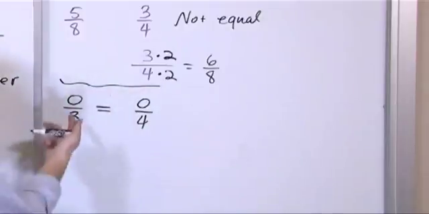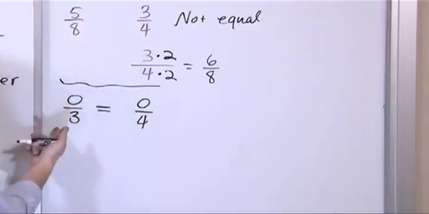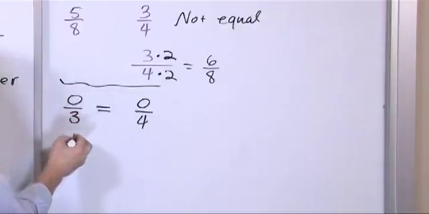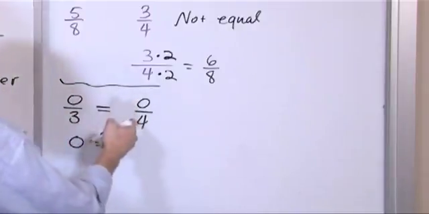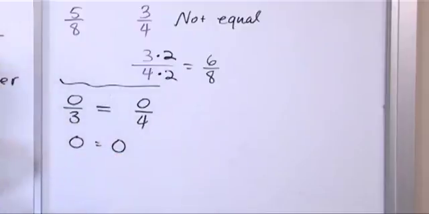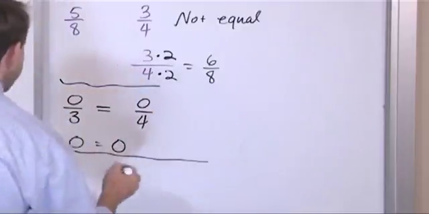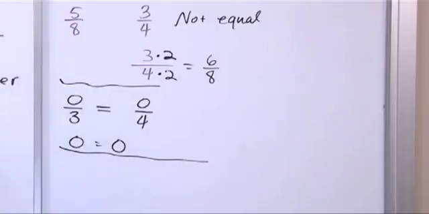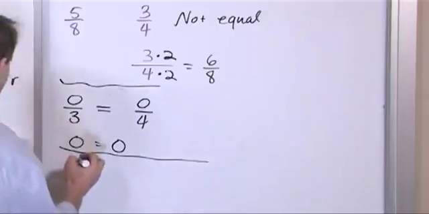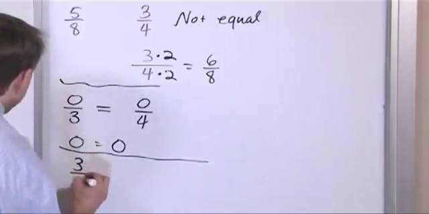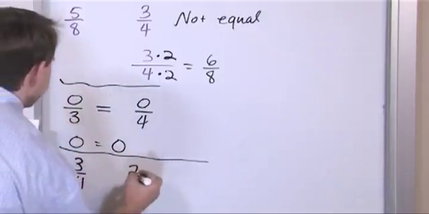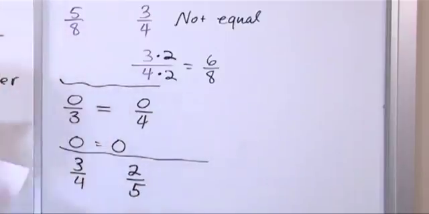Another way to look at it is when you think of fractions as being division, 0 divided by 3 is 0, 0 divided by 4 is 0. So it's 0 in each case. There's many times more than one way to do a problem, so I try to show you that. What if we had 3/4 and 2/5? Now here it becomes a little bit more tricky.